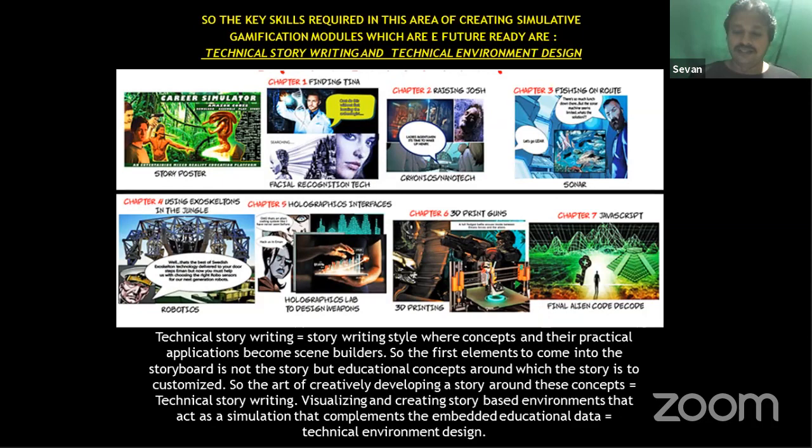So technical story writing is where we take 10 or 15 random concepts and look at their practical applications. Those practical applications become scene builders, which means we visualize them and start with the story. The story moves ahead, keeping these practical applications in mind, and you keep flowing. There's a lot of tossing things left, right, up, down, but eventually, if you keep at it, it'll come out well. Just keep at it.